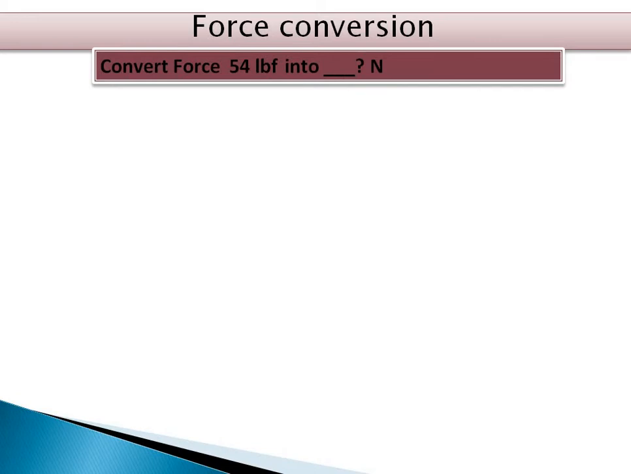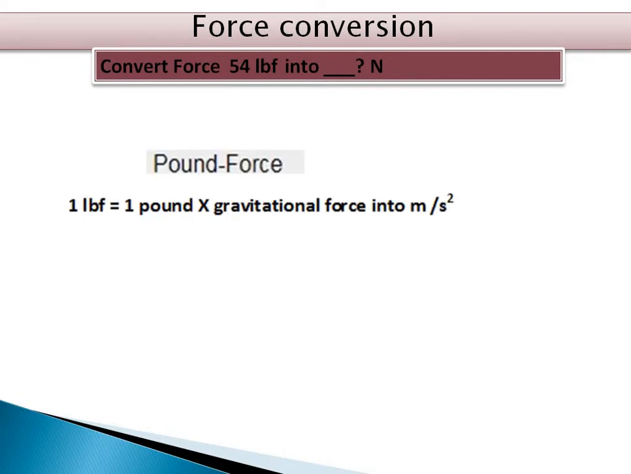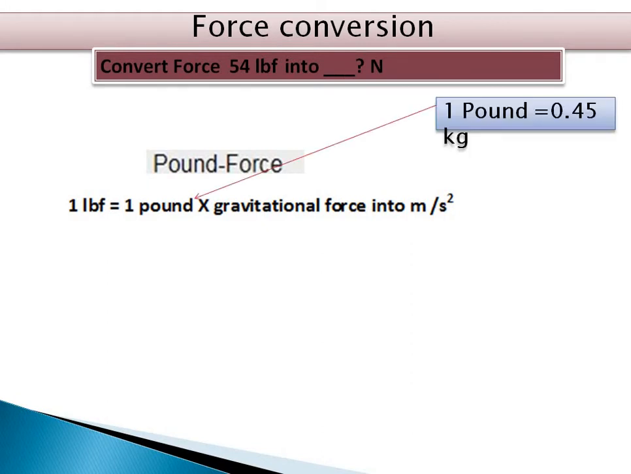Now take another example. Convert force of 54 lbf into Newton. So lbf is nothing but the unit of pound force. Okay, so I can say convert 54 pound force into Newton. lbf can be converted as 1 pound into gravitational acceleration, meter per second square. So 1 pound is nothing but 0.45 kg. So 1 lbf is 0.45 into 9.81 kg meter per second square.